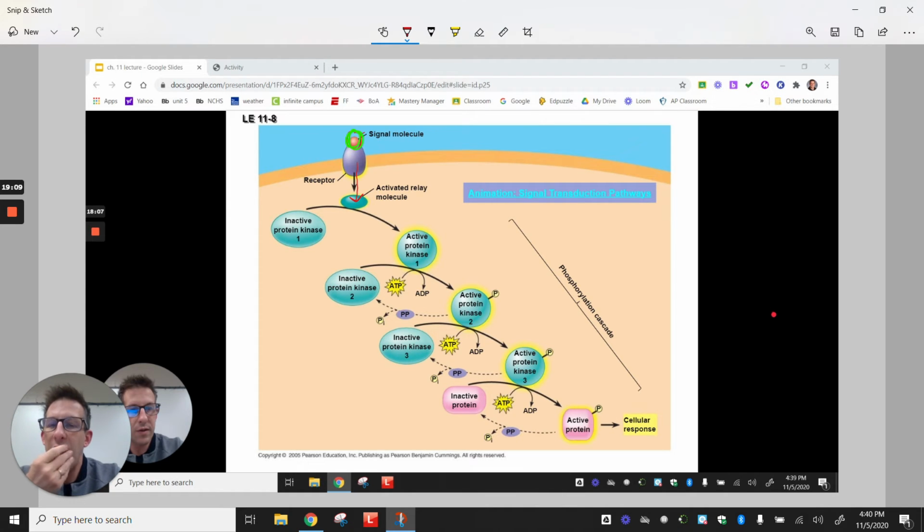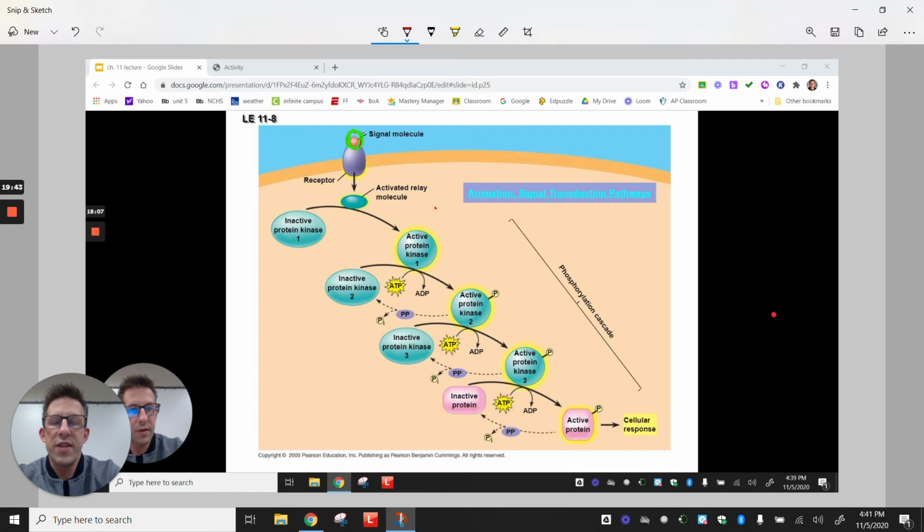Now, this right here is our second messenger. That is our activated relay molecule. It takes that signal from the receptor molecule embedded in the cell membrane, and then it brings that signal to the transduction pathway. That's what we're going to talk about now. Let me erase some of this stuff so we can see a little bit better.